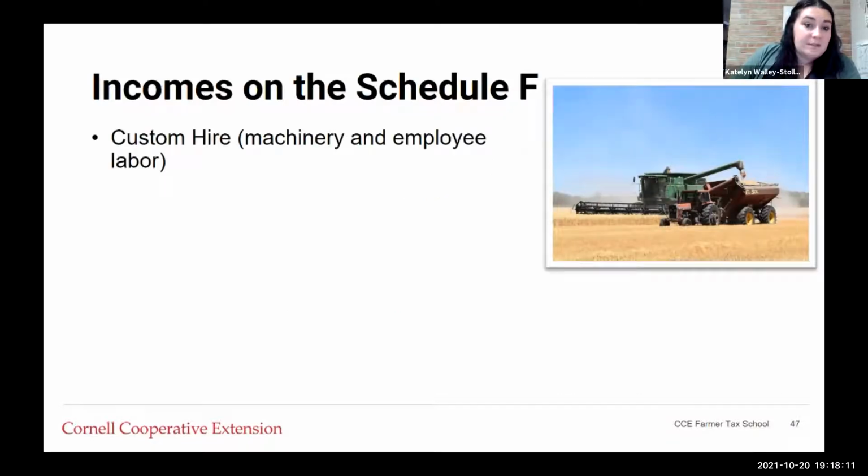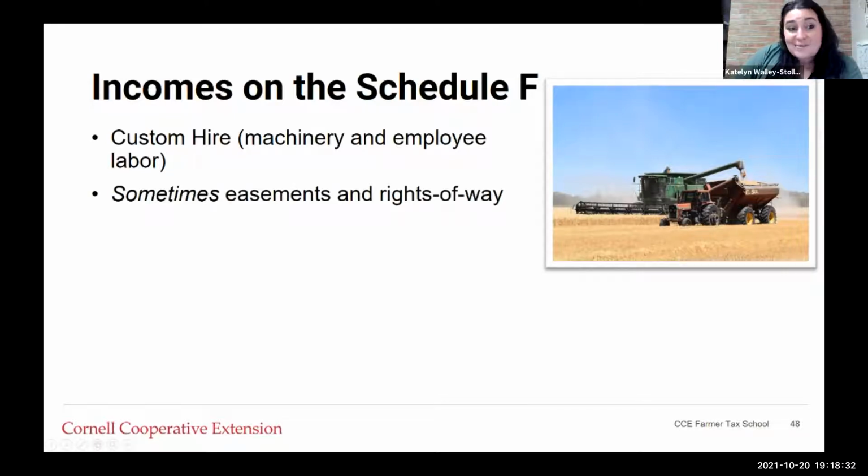Other incomes include custom hire. So, in that situation I just described, where maybe you go to a neighbor's and you help harvest crops, the income that the neighbor would pay you for that service does get claimed on your Schedule F, as long as you're using machinery that you own and employees that you pay. Sometimes easements and right-of-ways, depending on what property they're located on, and that property's relation to your farm business, are also claimed as incomes on your Schedule F.